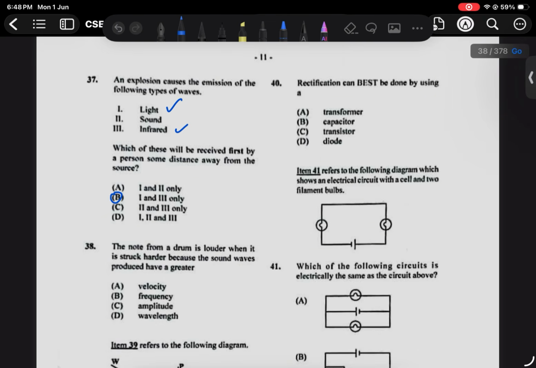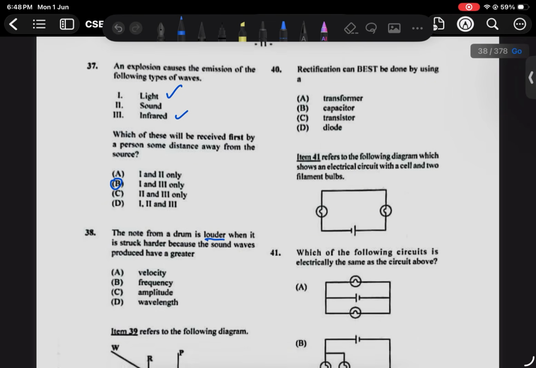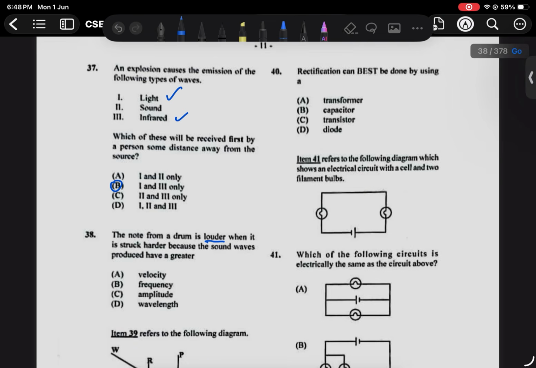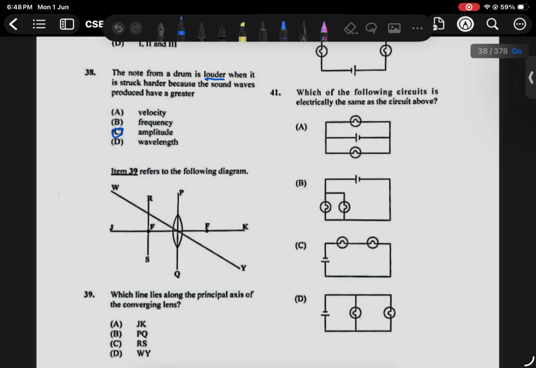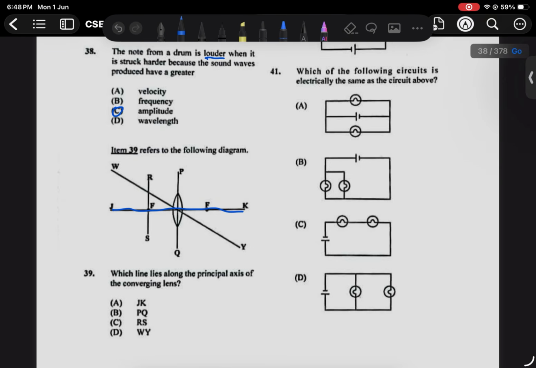The note from a drum is louder when it's struck harder because the sound waves produced have a greater amplitude. Item 39 refers to the following diagram. Which line lies along the principal axis of the converging lens? That would be JK.